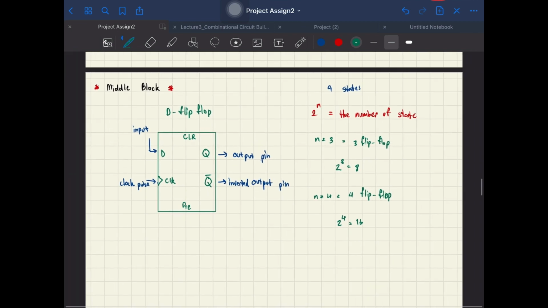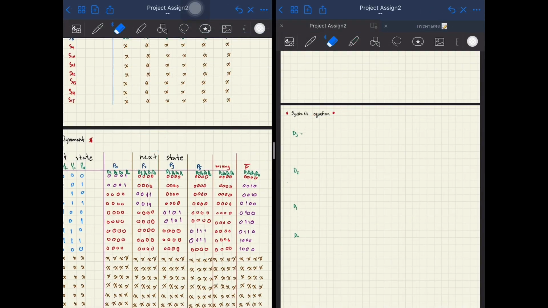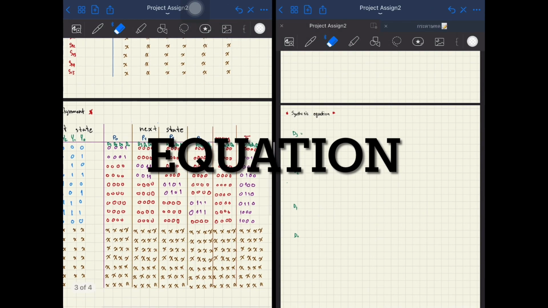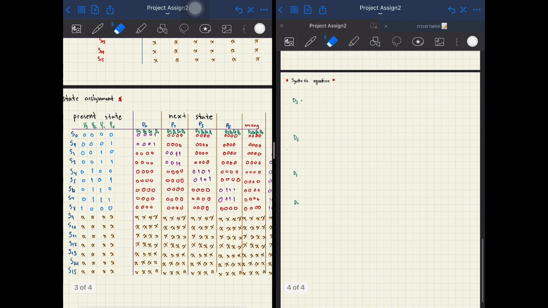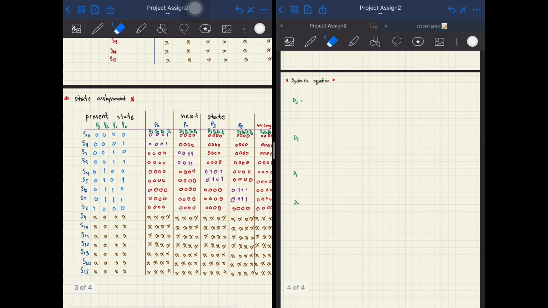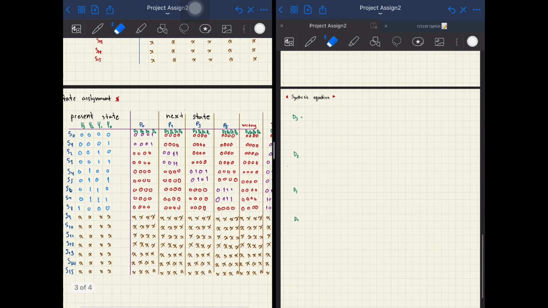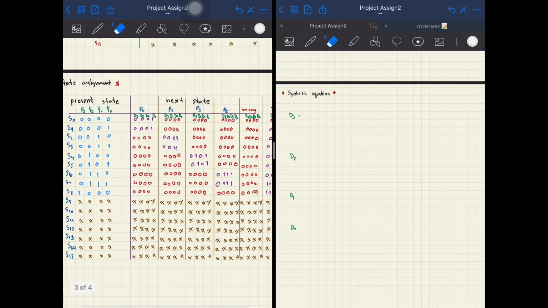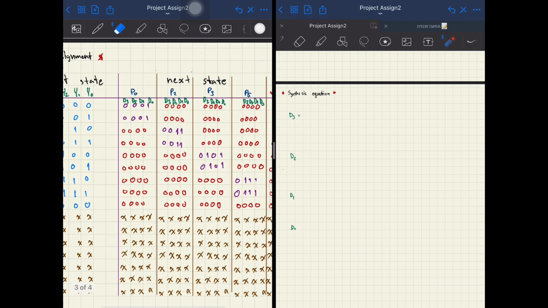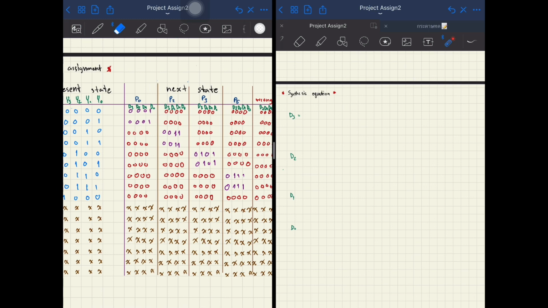So this is about the middle block. Continuing from the middle block, we are now at the synthesis equation. How can we write the equation from the state assignment and how can we get the equation? First, as I told you, we have 4 flip-flops, right? D3, D2, D1, and D0. And I will give the most significant bit of each button as D3.